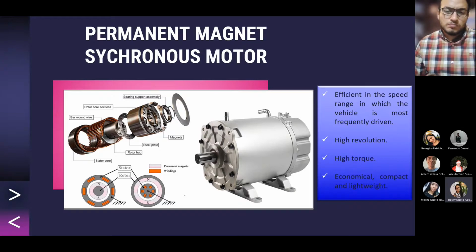This motor must be able to meet certain requirements. The requirements are efficiency in the speed range in which the vehicle is most frequently driven, a high revolution to allow the vehicle to reach a high maximum speed, high torque to allow a quick start of the vehicle, and a powerful hill climb. It will be economical, compact, and lightweight.